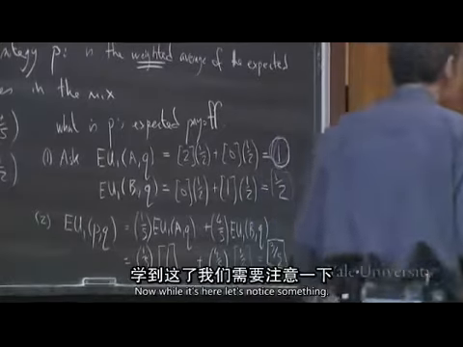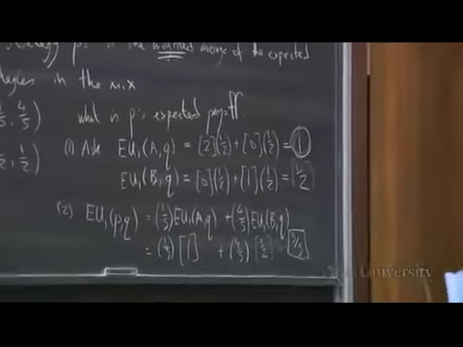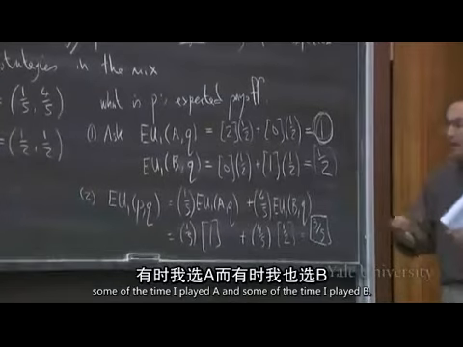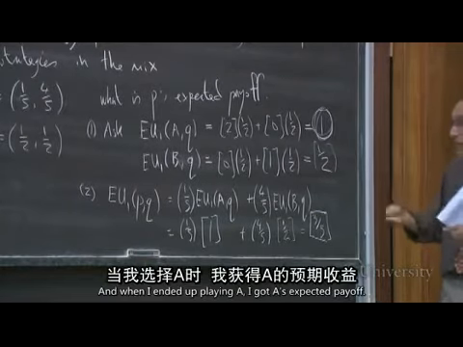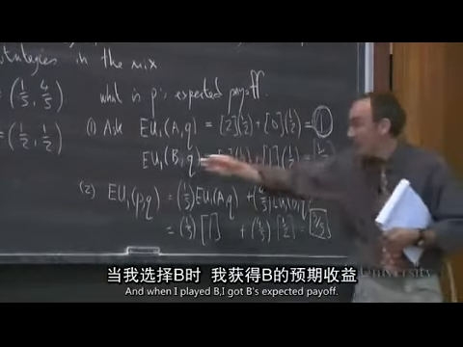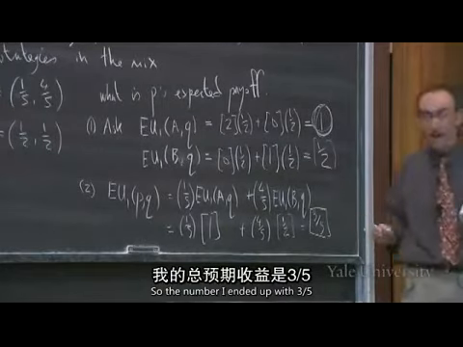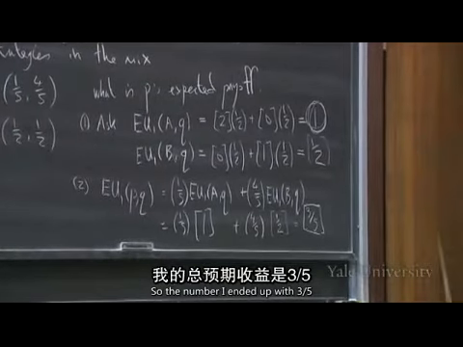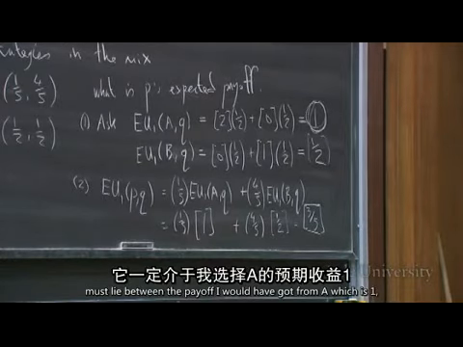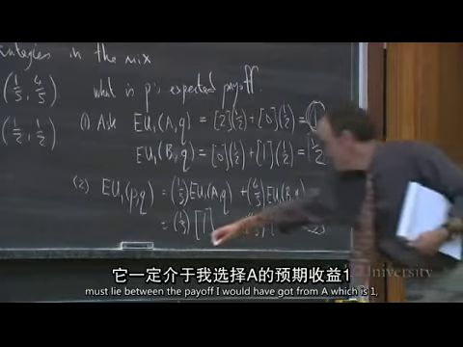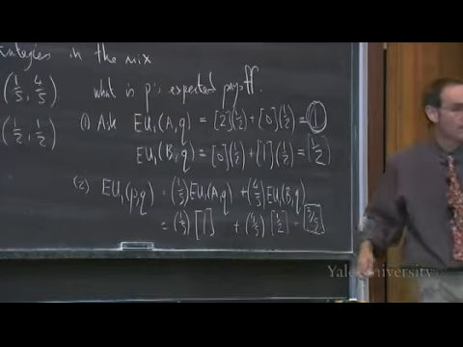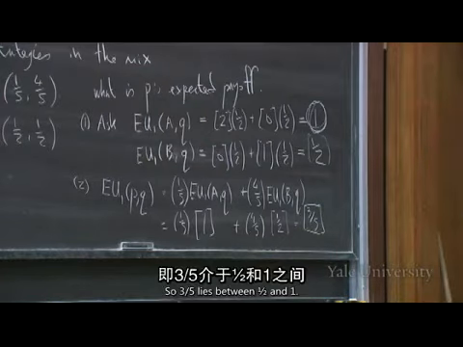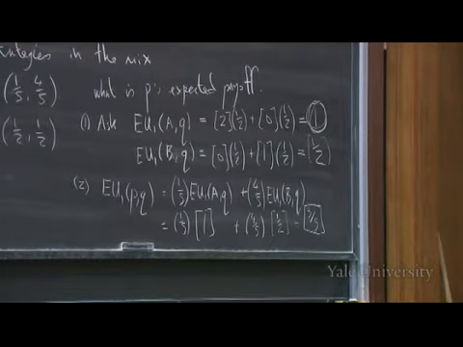Now, while it's here, let's notice something. When I played P, some of the time I played A, and some of the time I played B. And when I ended up playing A, I got A's expected payoff, and when I played B, I got B's expected payoff. So the number I ended up with, 3/5, must lie between the payoff I would have got from A, which is 1, and the payoff I would have got from B, which is 1/2. So 3/5 lies between 1/2 and 1. Everyone okay with that?